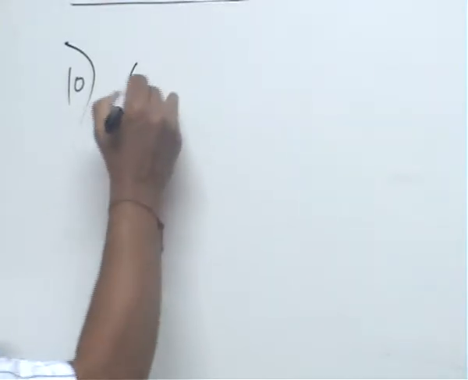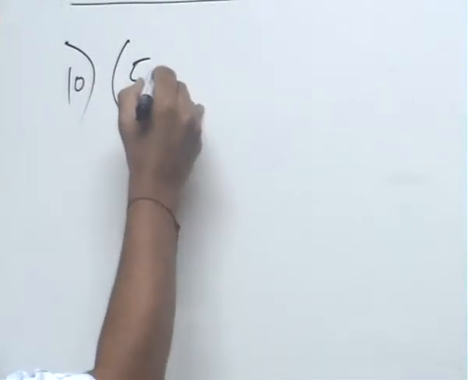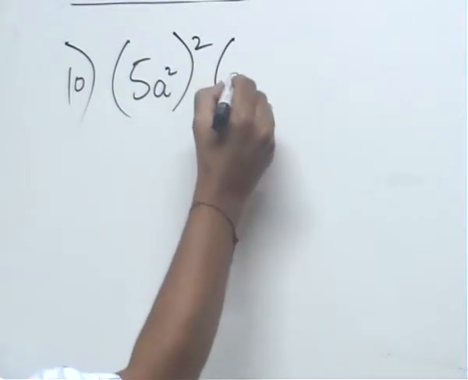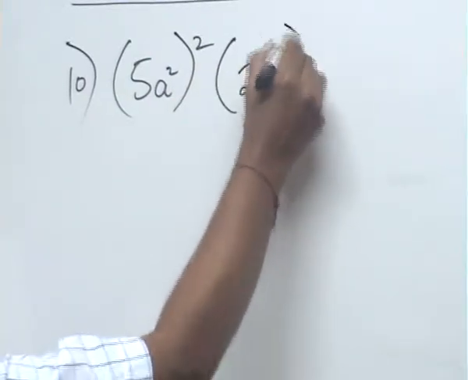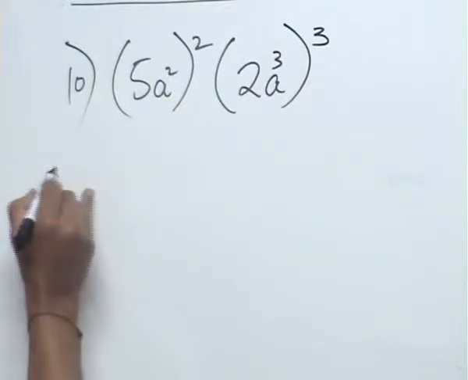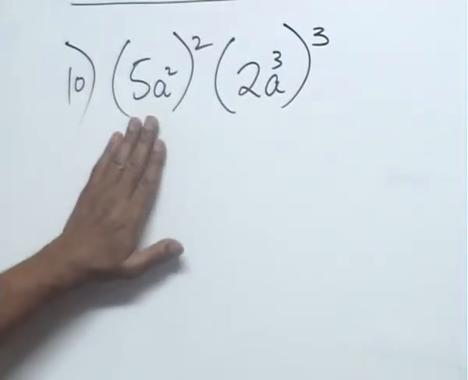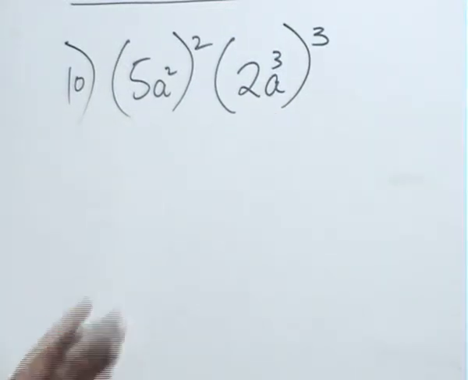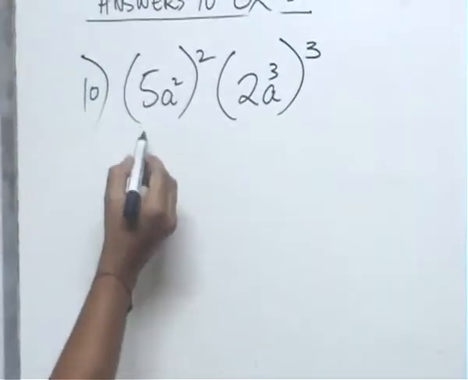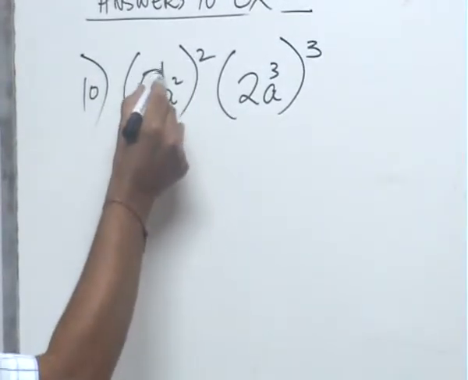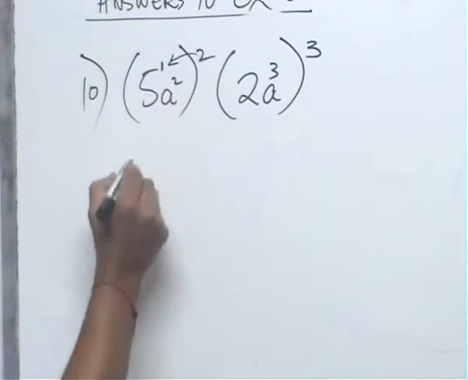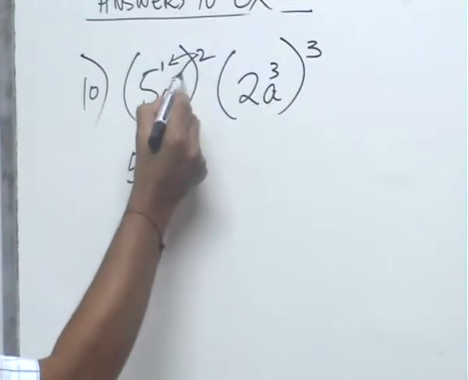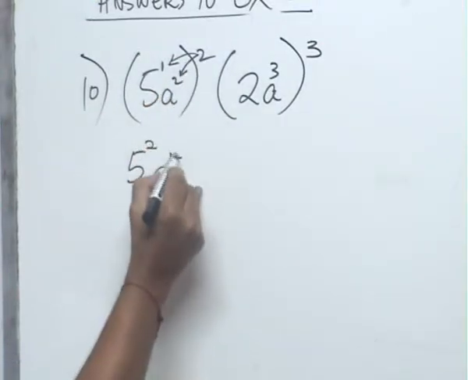Number 10, we have open bracket 5a squared all squared into 2a cubed all cubed. Now in this example, you've got the power to power rule working 2 times. 1 time and there's another time. So let's do this one first. Using the power to power rule, that's 1. So it will be 5, 1 times 2, 2. Then 2 times 2, 4.